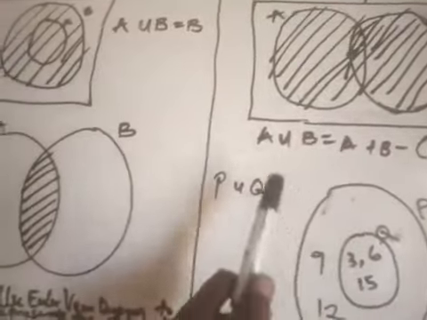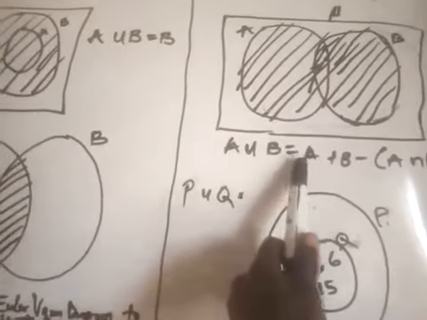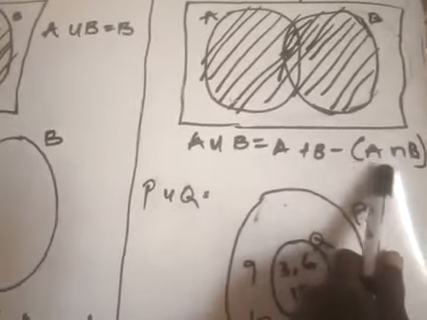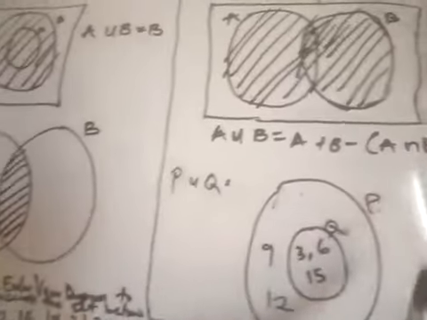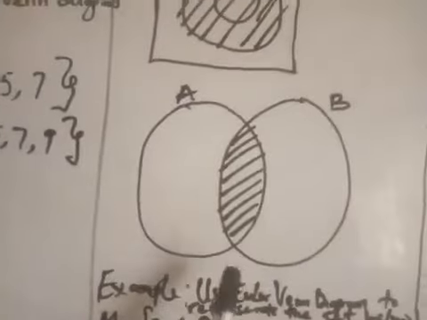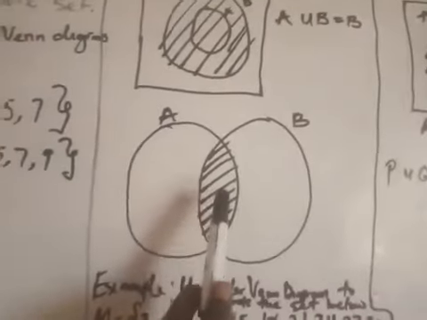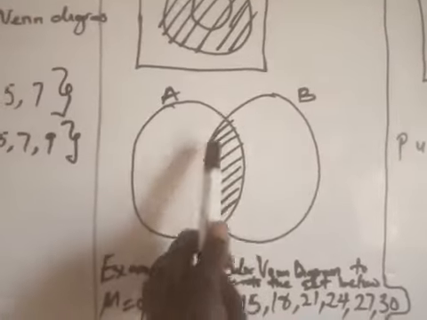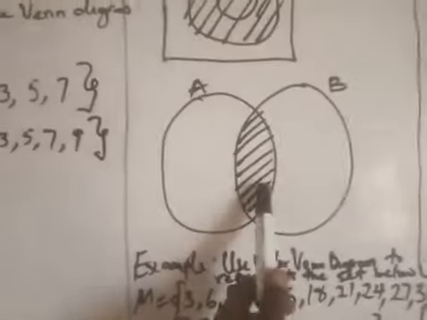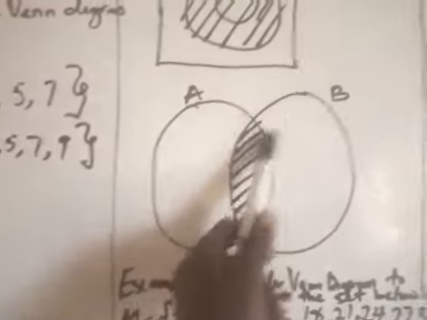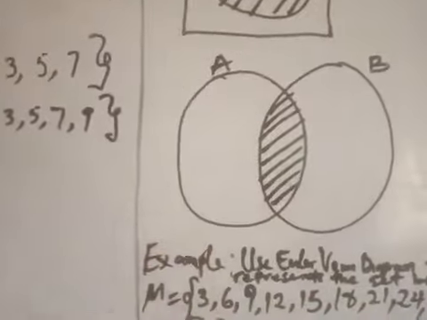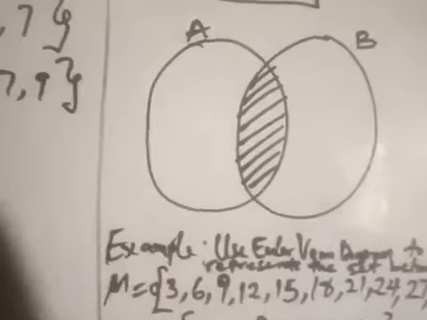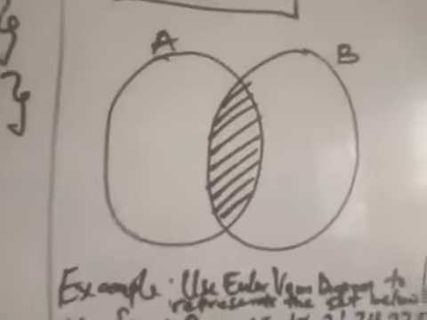You understand? And A union B is also equivalent to A plus B minus the bracket A intersection B. So for this one, A intersection B, this is the intersection. This is how you represent it. And by the time you shade it, it tells you that you have an intersection between A and B.